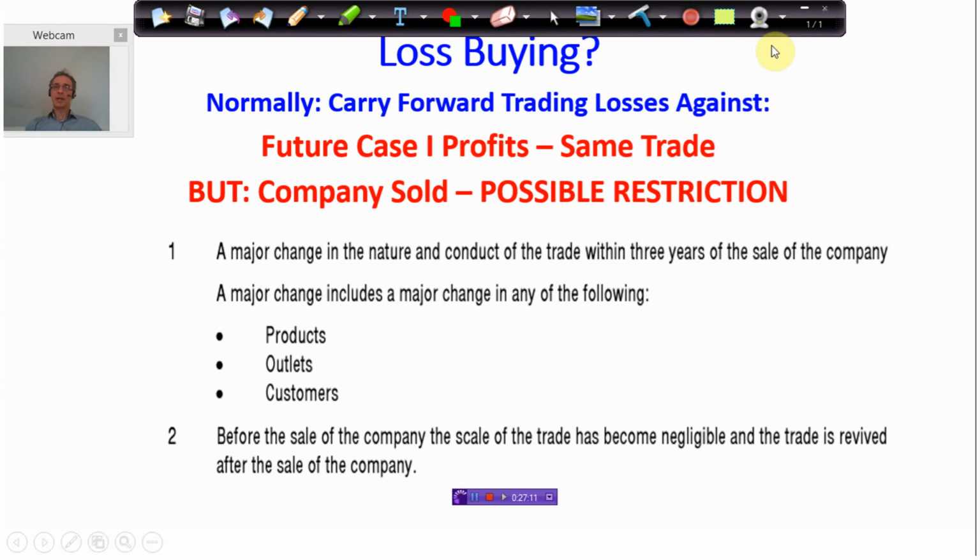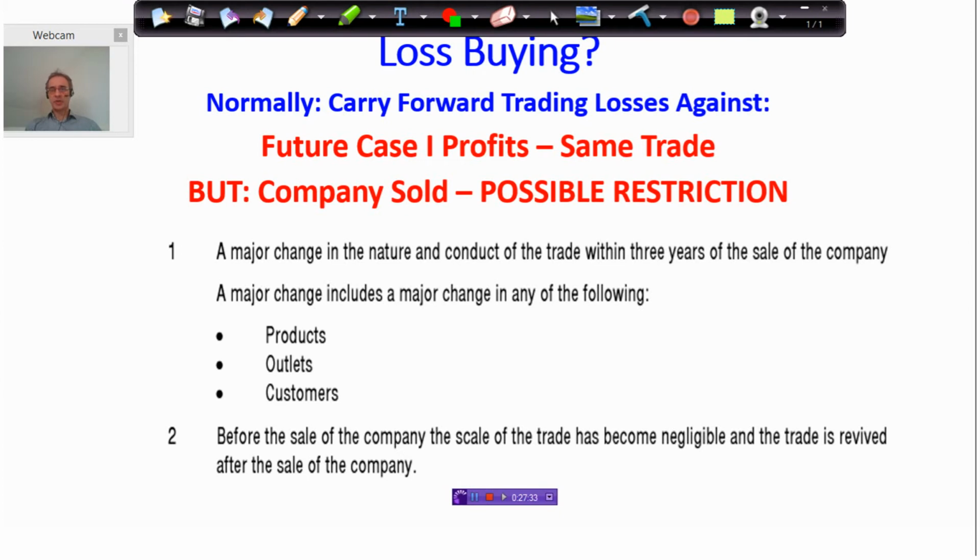Okay, loss buying. Now, in the normal situation where we have a company that has a loss, as we've seen from our earlier steps, we carry forward the loss against future trading profits. But if we have a situation where the company is sold, there may be a restriction on the use.